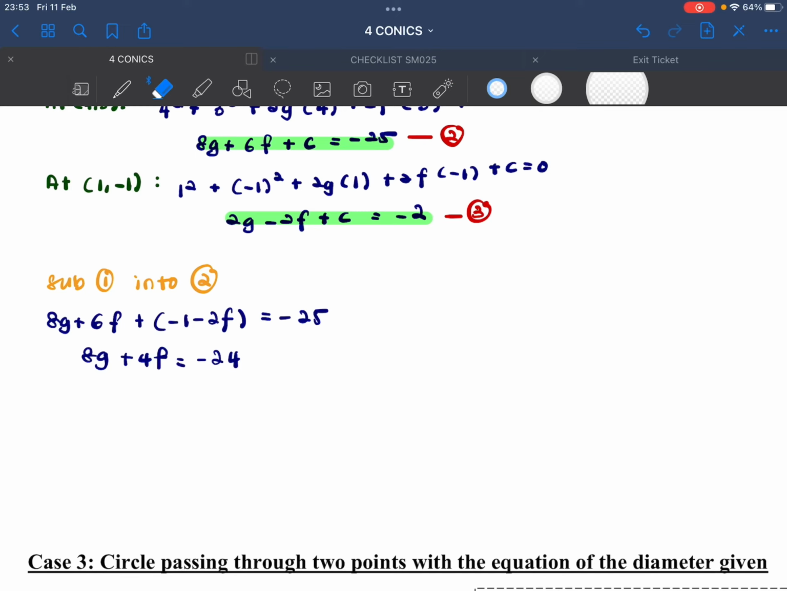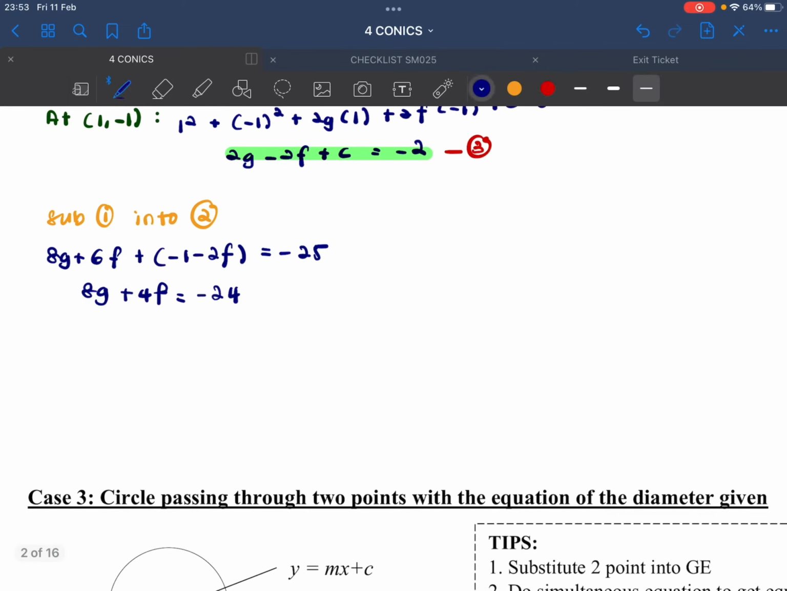Let's try and simplify that. So we have 8g, 4f, negative 24, so we are going to divide everything by 4. So we have 2g, divide everything by 4, 2g plus 2 plus f equals negative 6 here. So let's put that as our fourth equation. Okay, so we have the fourth equation here.